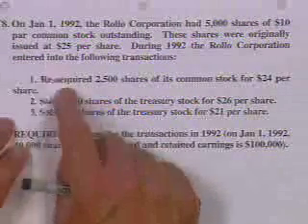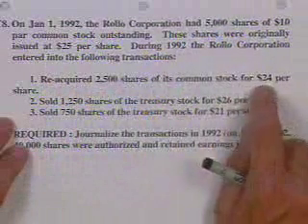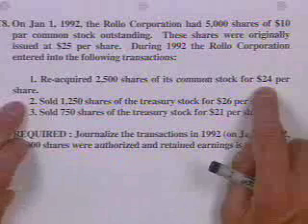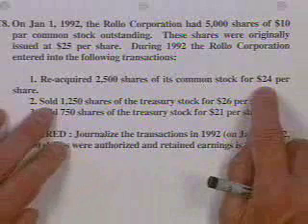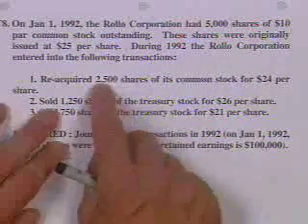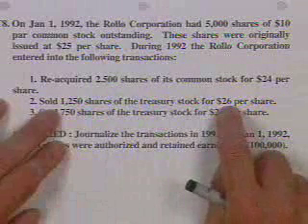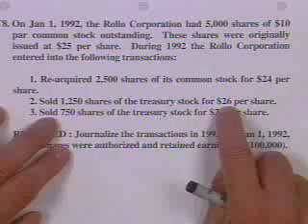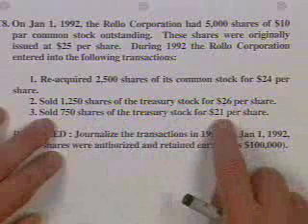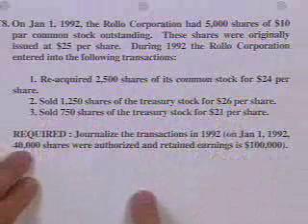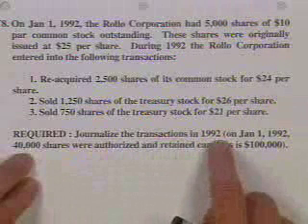They reacquire, they go out and purchase 2,500 shares at a price of $24 per share. So the first thing is they go back out and buy their own shares of stock. Second step is, of the 2,500 they purchased, they sell 1,250 at a price of $26. Third step, and the third entry we're going to make, is they now sell 750 shares, and they sell them at $21 per share. And so our mission, should we choose to accept it, is to journalize these transactions.